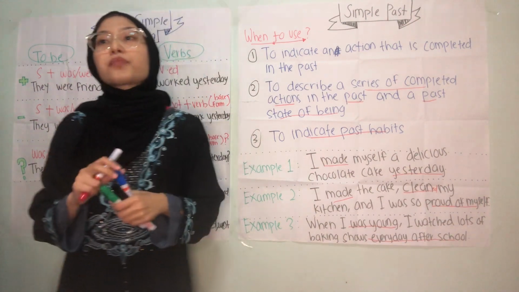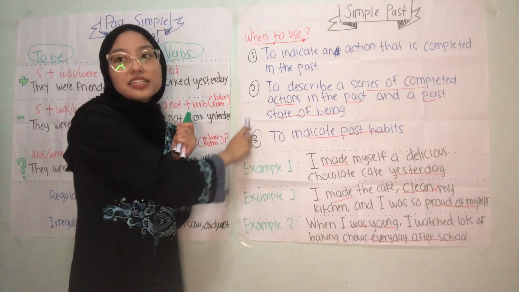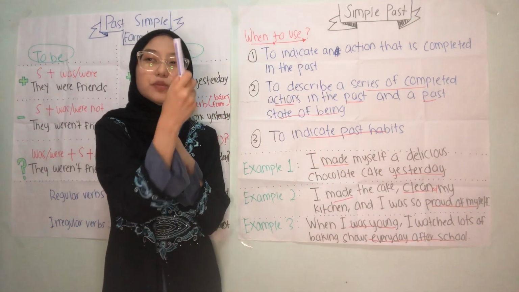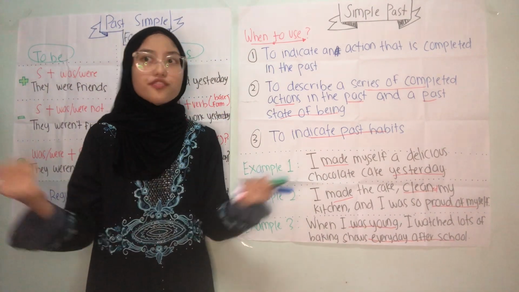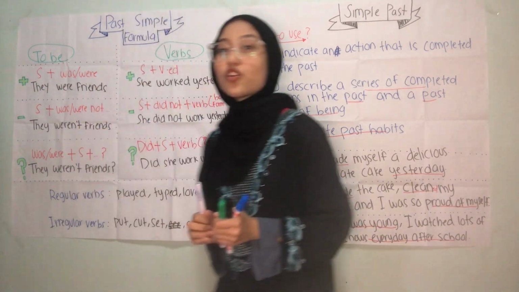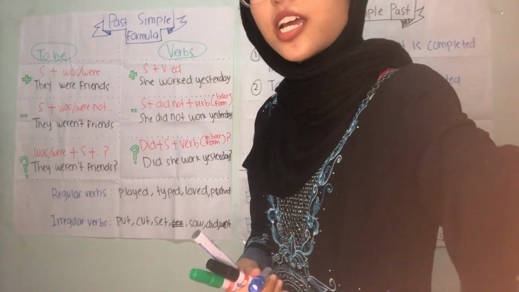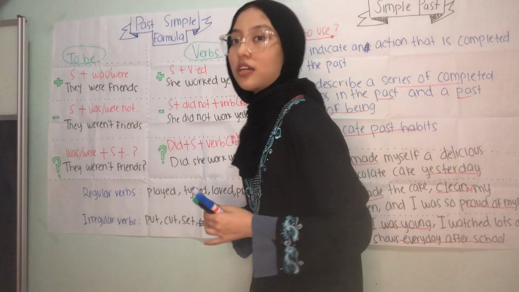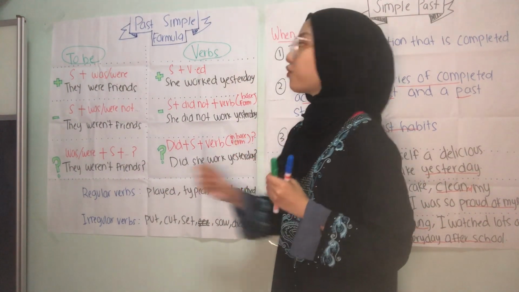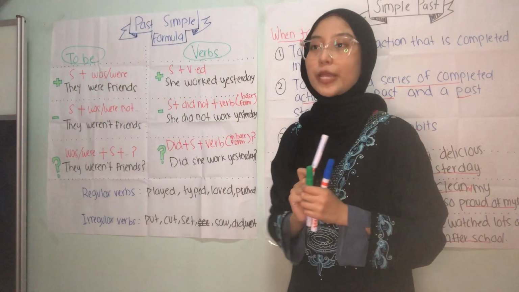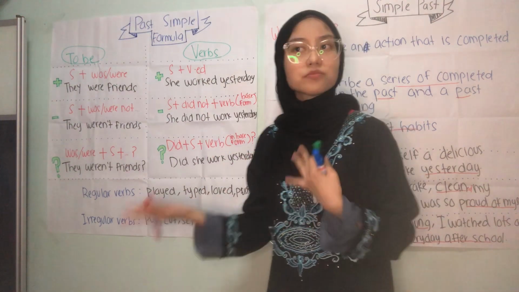Now we have already learned about the conditions, or how to use the simple past. But now, how do we form it? What are the formulas? Let's take a look at the first formula, for to be. But first of all, what is verb to be? Do you have any idea?